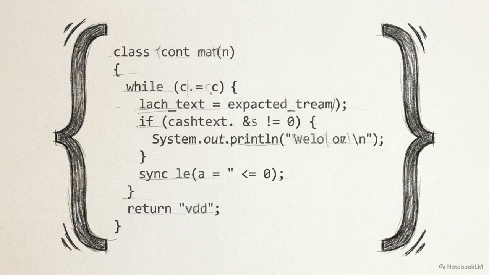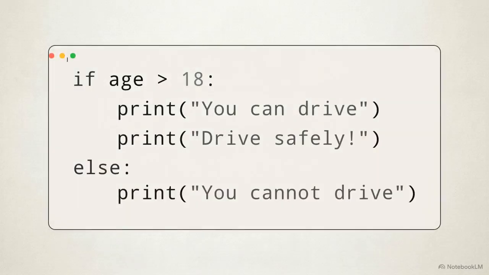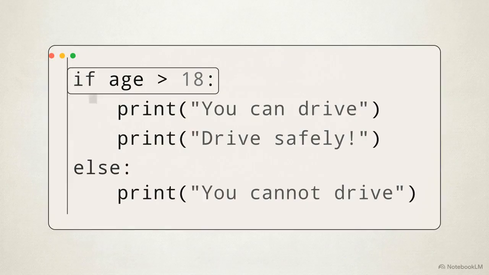Other programming languages use curly brackets to group code together. Python relies on physical white space to define strict structural boundaries. The empty spaces tell the machine exactly which commands belong to which condition.